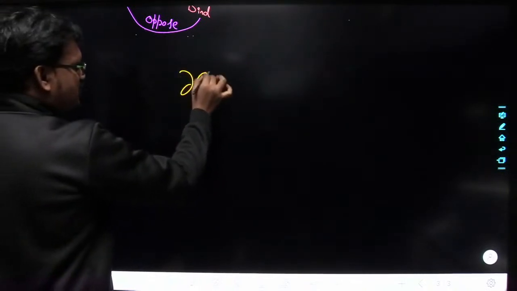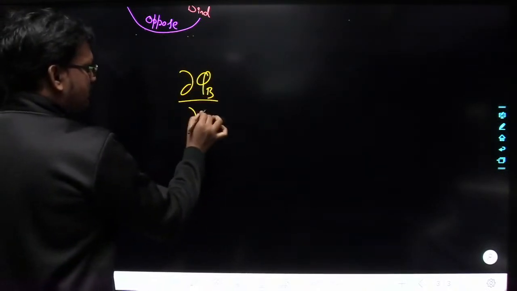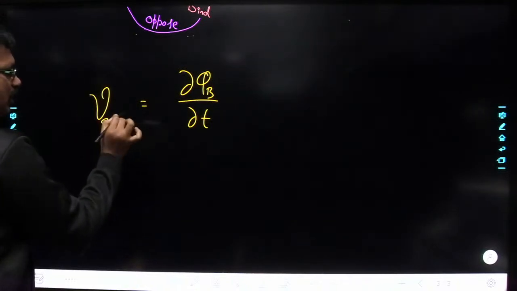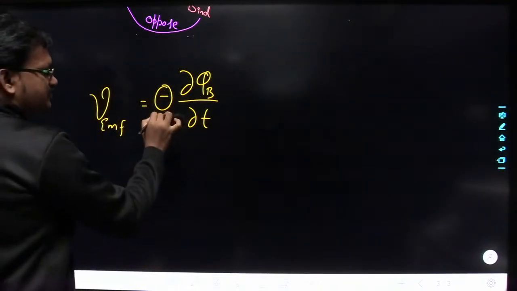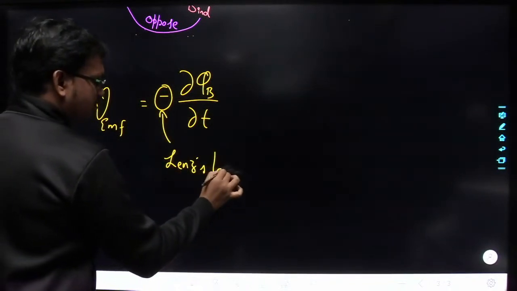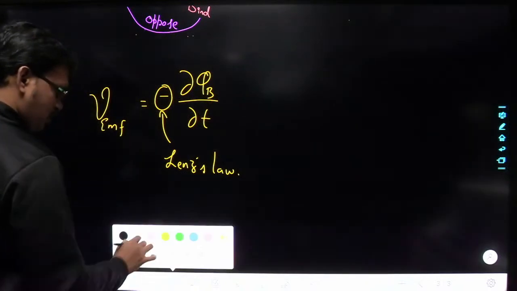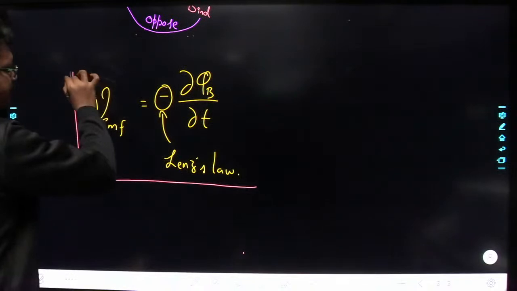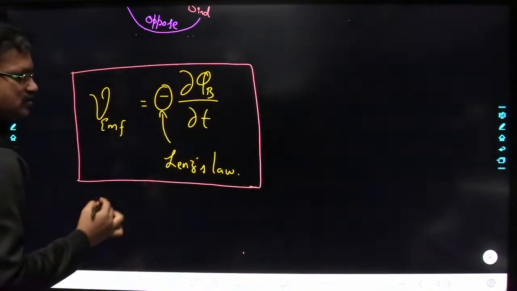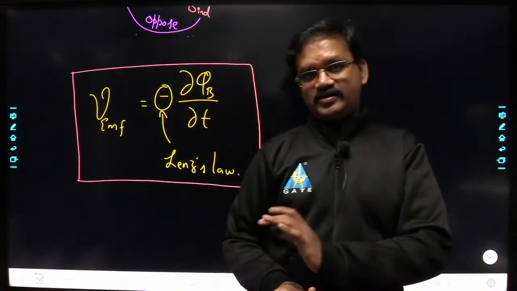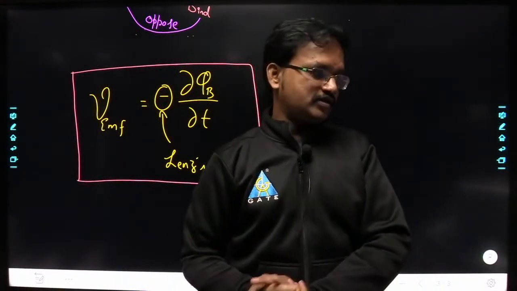Whenever there is a change in magnetic flux, this induces an EMF around the closed loop, and here we will put a minus. This minus sign is because of Lenz's law. So this is the basic concept of Faraday's law.